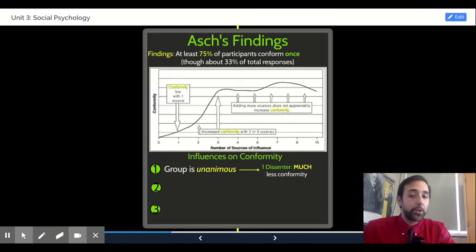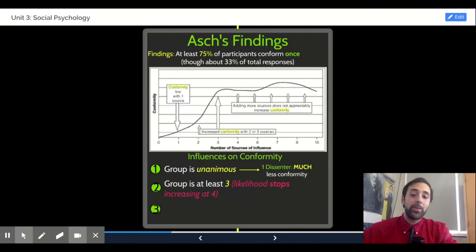And it was really critical for the group to be unanimous, meaning if you were the sixth person to give an answer, it needed to be the wrong answer every single time. The second there was a dissenter, meaning somebody before you who actually gave the right answer, you were way, way more likely to trust your eyes and give the right answer. However, if the five people before you are unanimously all giving the wrong answer, and then the spotlight is on you, at least 75% of the time in that position through multiple trials, that person will give the wrong answer. One dissenter significantly dropped conformity.